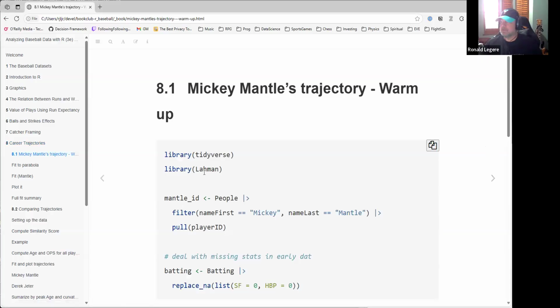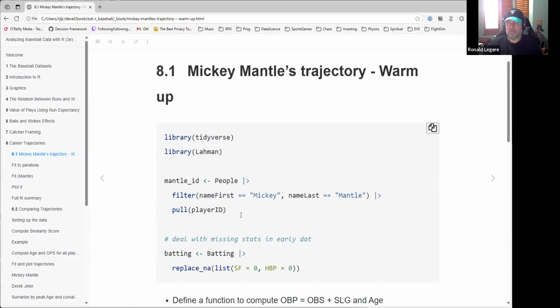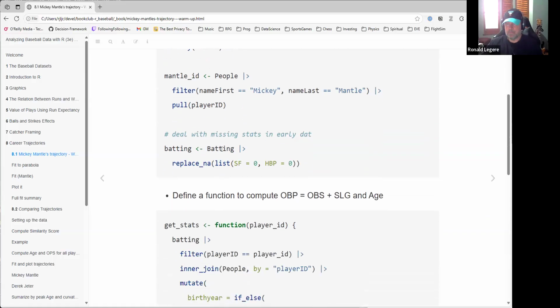This uses just the Lahman database, which is nice because that's built in. I mean, not built in, it's a library that you don't have to do any extra work to get the data for. You just have to have the library. We can use the people table to find Mickey Mantle's ID, pull that out, and then pull in all the batting data.